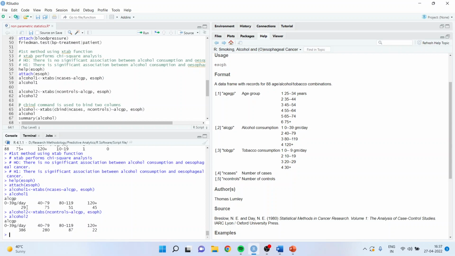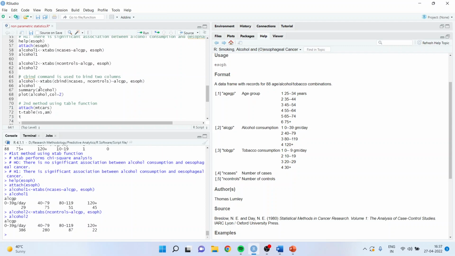Now I'll have to find out whether there is any association between the alcohol consumption and the cases or not. So first of all, I'll have to bind this alcohol 1 with alcohol 2. I will have to create the structure. For that purpose, I'll go here: cbind(xtabs(ncases ~ alcohol consumption), xtabs(ncontrols ~ alcohol consumption)). So what will happen when I run this command?